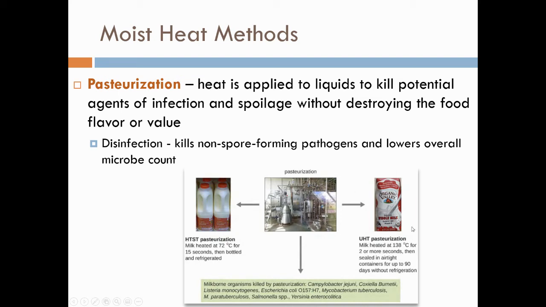Ultra high temperature pasteurization. This is relatively new. That's our boxed milk on the shelf that will last a long time. I can heat the milk at a really high temperature, 138 degrees, so quite a bit higher than 72, for 2 or more seconds, really quick, and then seal it in an airtight container. So ultra high temperature pasteurization gives me some benefits that allow this milk to remain fresh longer.